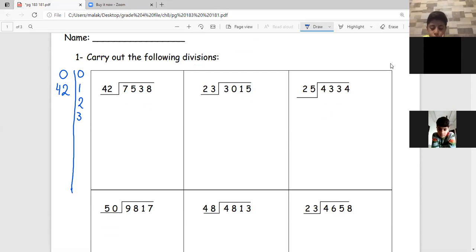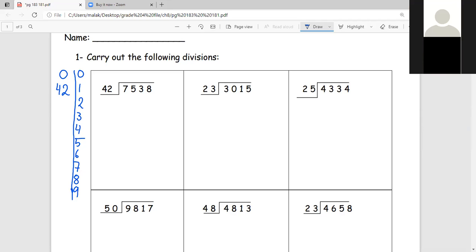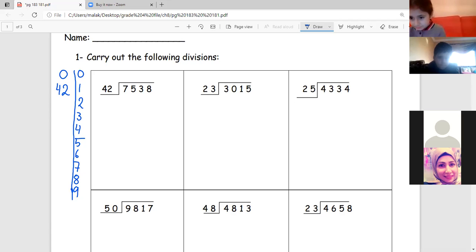Each one alone, please write table 42. Yalla Ali, Ahmed, work. Write table 42 on a draft paper. Add 42. Abdullah, are you writing the table on a draft paper? Teacher, it's 84. Write all the table, not just two. Continue.